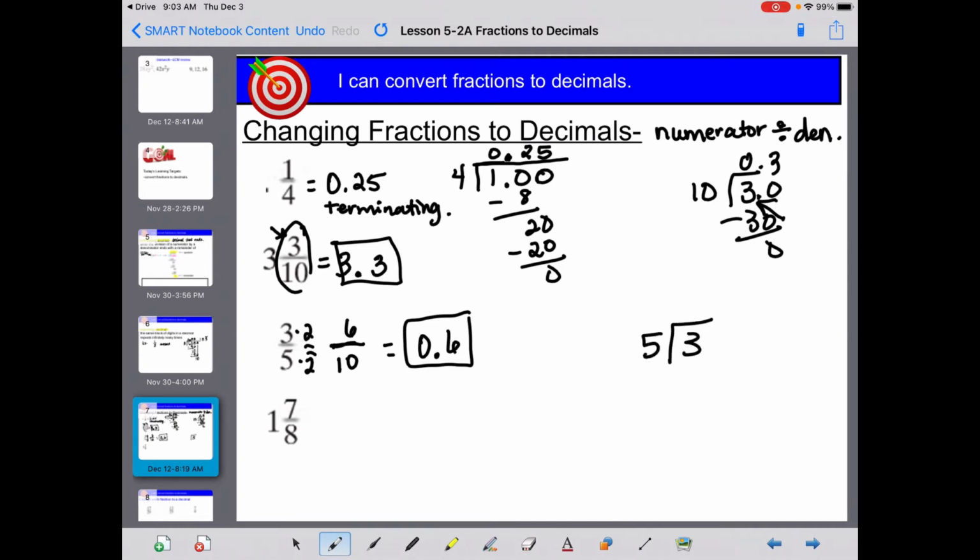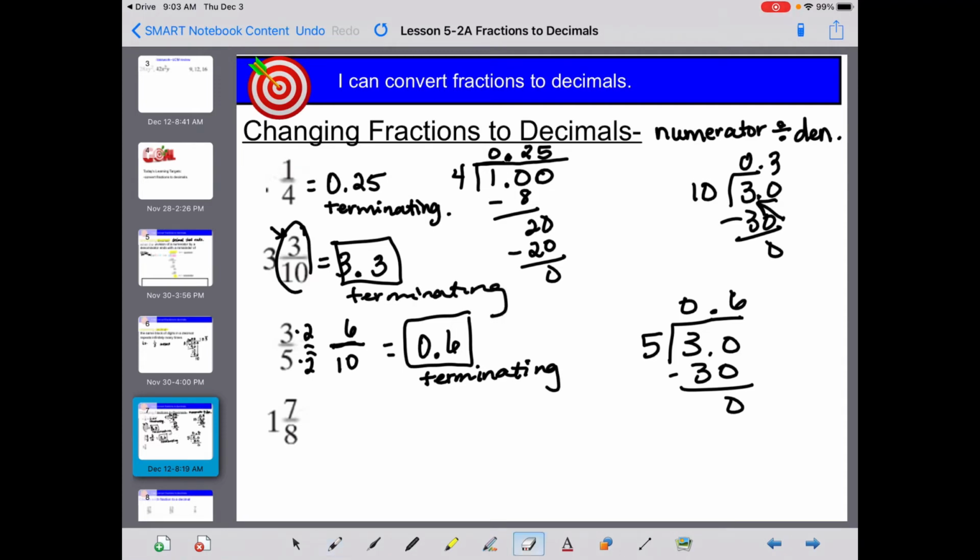But keep in mind, you still could do the division. 3 divided by 5. 5 doesn't go into 3. It does go into 30, though. And this decimal is a terminating decimal. This one is also, isn't it?